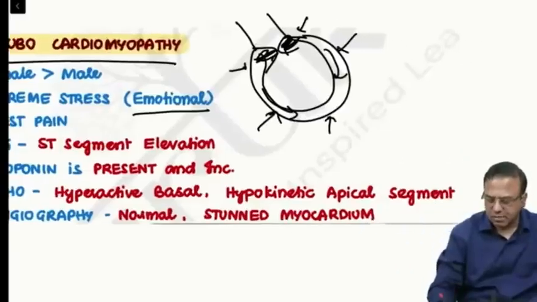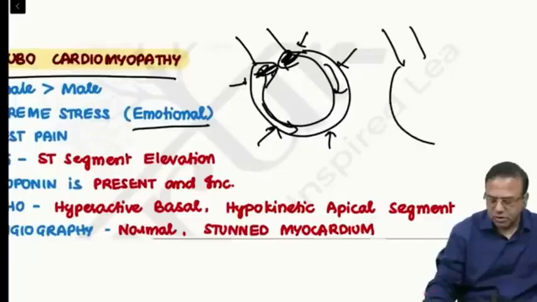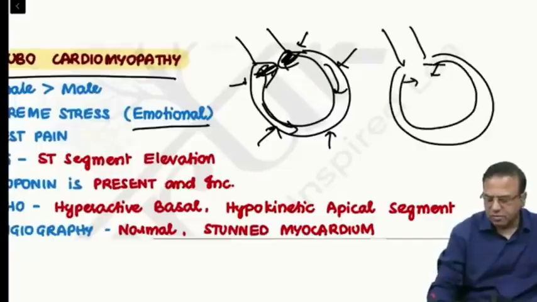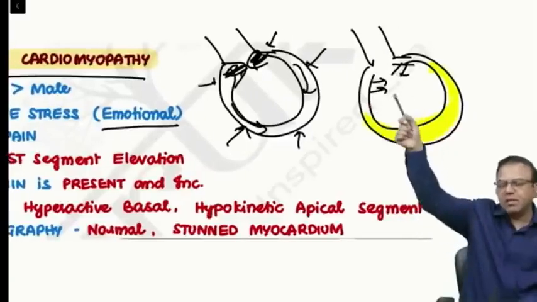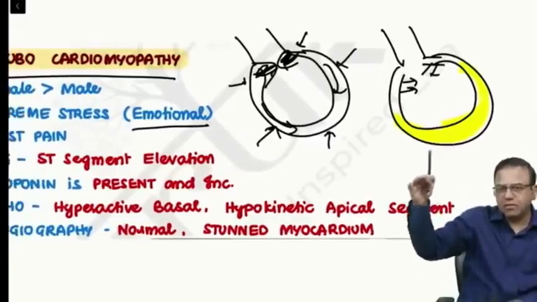By the time the patient comes to us, the only area that is normally contracting is the area that triggered the problem in the first place, that is the basal area is nicely contracting. The mid and apical segments got stretched and damaged, they're not contracting. So mid and apical areas are hypokinetic, basal area hyperkinetic. That is the classical picture of Takotsubo.